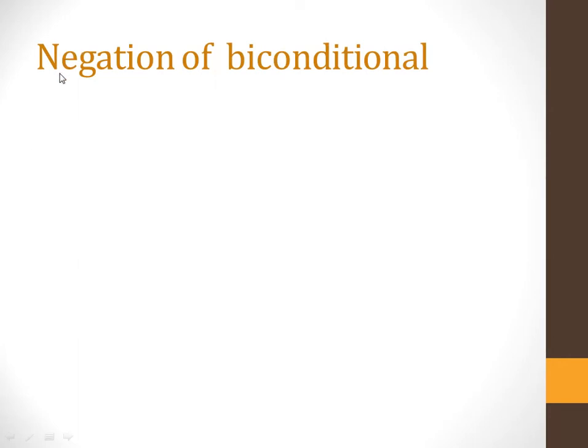Now our next concept is negation of biconditional, or negation of double implication. First of all, we will see the meaning of biconditional. See the logical equivalence: P double implies Q is equivalent to P implies Q and Q implies P. This logical equivalence was already proved in our last lecture. You can prove this by using a truth table.